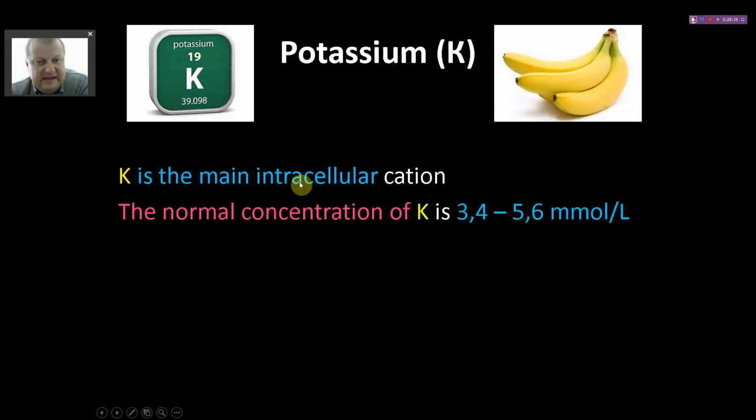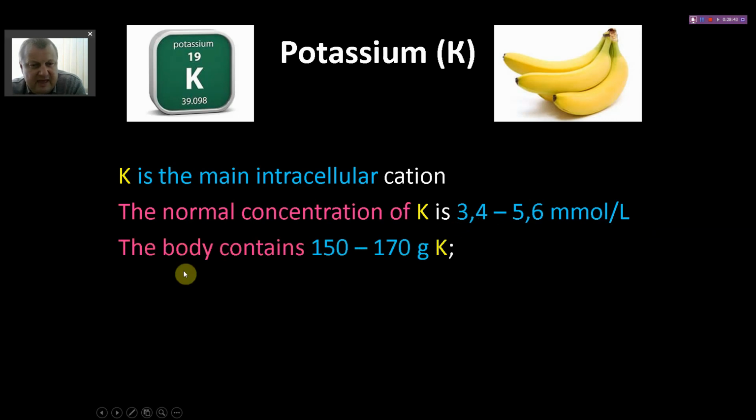Potassium is the main intracellular cation. The sodium is the extracellular cation. The normal concentration of potassium is 3.4 to 5.6 millimole per liter. It's easy for remembering: 3, 4, 5, 6.